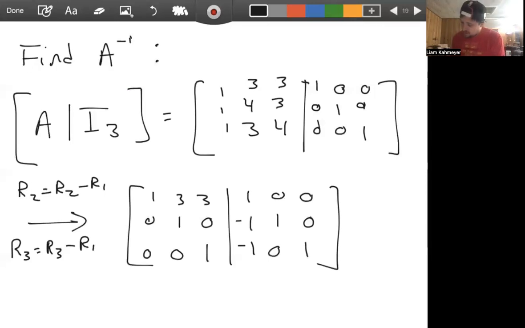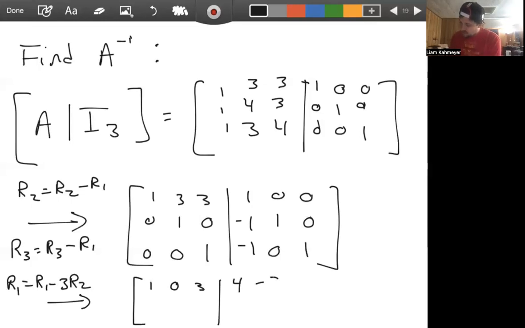Right? Let's do the next step, because now it's in row echelon form. We need to put it in reduced row echelon form. So that means we need to get rid of these 3's. The first one would be to say row 1 is row 1 minus 3 row 2. If we do that, we're going to get 1, 0, 3, and then we'll have 1 plus 3, so 4, right? And then we're going to have 0 minus 3, and then we're going to have 0 minus 0. And then we did nothing to the other rows.